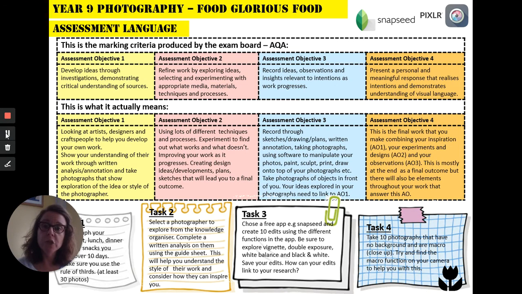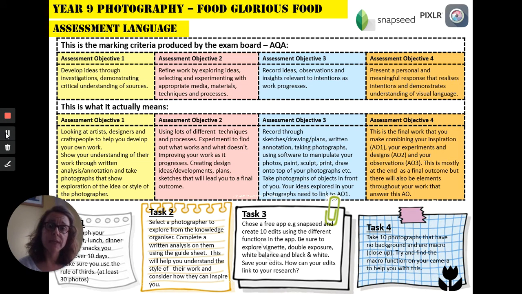Assessment Objective 2 is about experimenting and trying things out and recording your processes as you go along, ultimately leading you to creating design developments. So thinking about creating plans for what a final piece of work might look like.